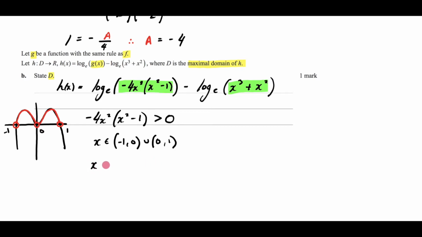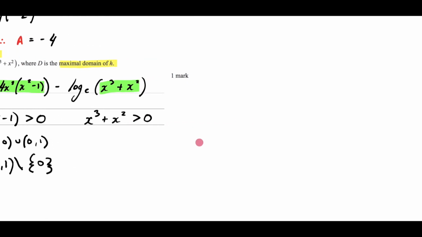The other way you could write this is going from negative 1 to 1, but excluding 0, and you have to put 0 in the fancy brackets like so. That is the other way you could say what the domain of this is going to be. We now need to figure out what this one's going to be. So x cubed plus x squared also has to be greater than 0. And remember, the way you do this is by giving it a bit of a sketch.